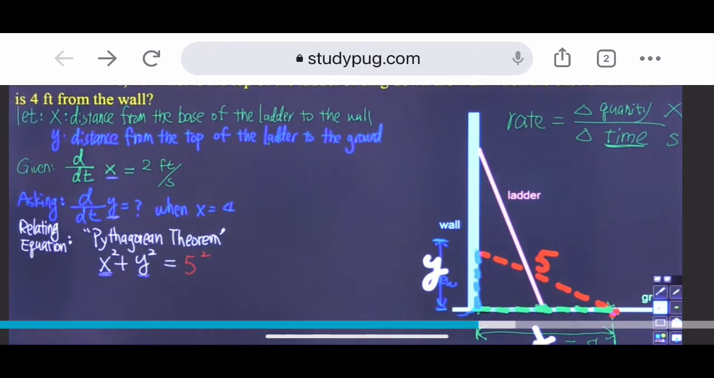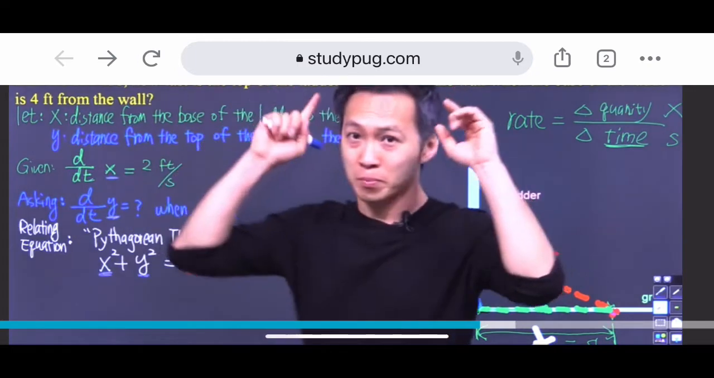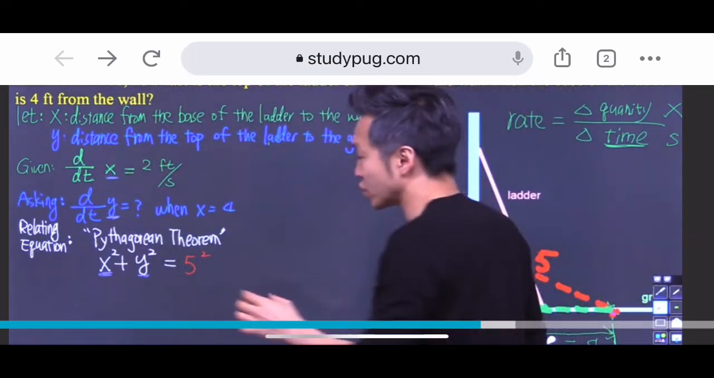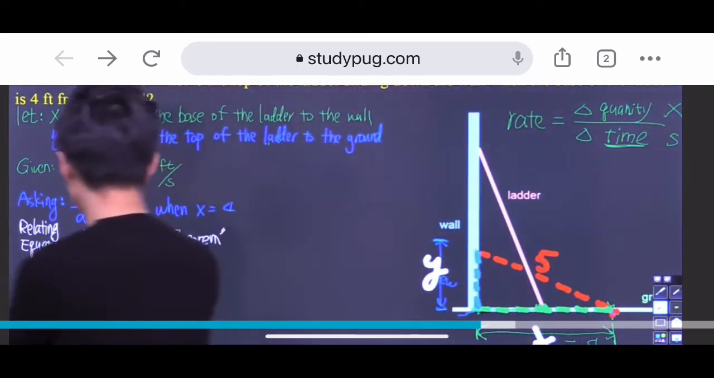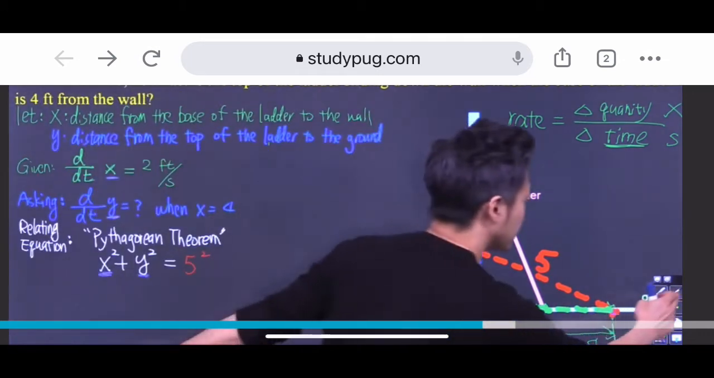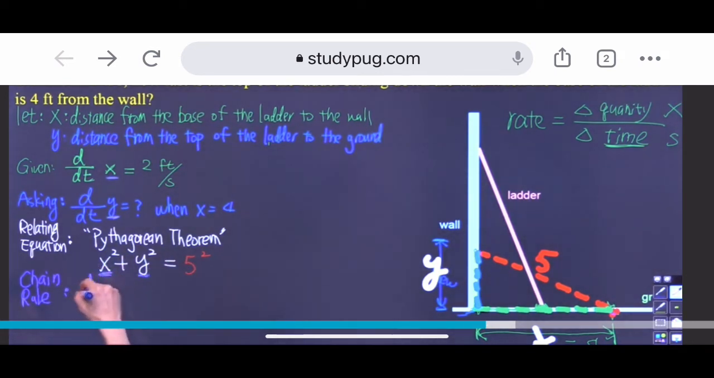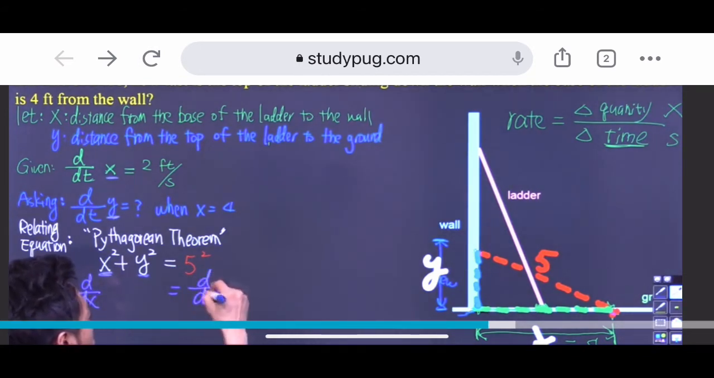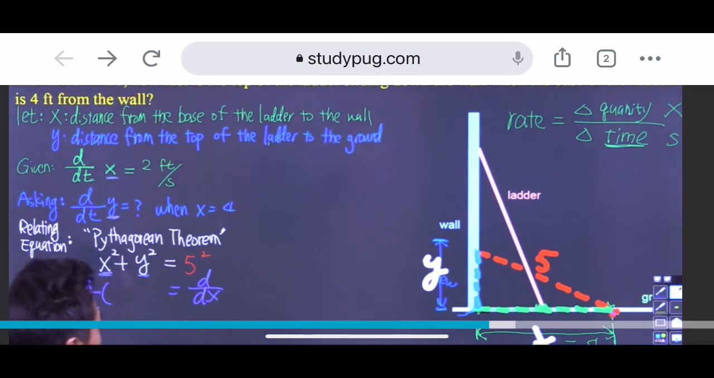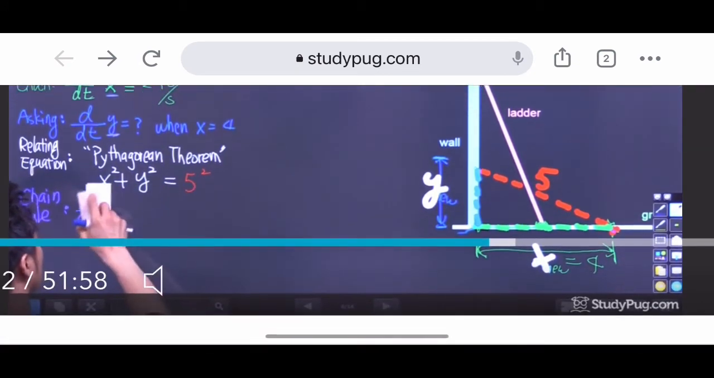Yeah. So I think we are now ready to perform the chain rule to differentiate both sides of the function. Okay? So let's apply the chain rule to differentiate both sides of the function. So we're gonna take the derivative of both sides, derivative with respect to time, right?